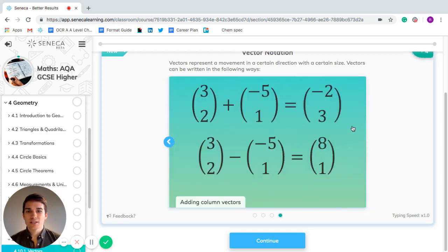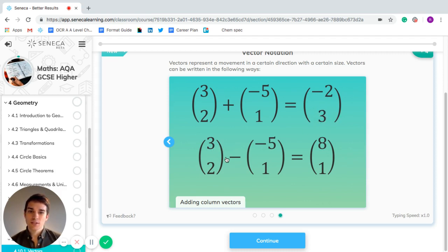And with column vectors, the nice thing about them is you can add and subtract them, which is quite handy when you're working with vectors. So here you just add or subtract across the top, and then the same across the bottom. So 3 plus -5 would give us -2 as your horizontal direction, and then 2 plus 1 would give you +3. So this tells us it's going -2, so that's 2 to the left, and then +3, so 3 up. That's that vector's direction and size.